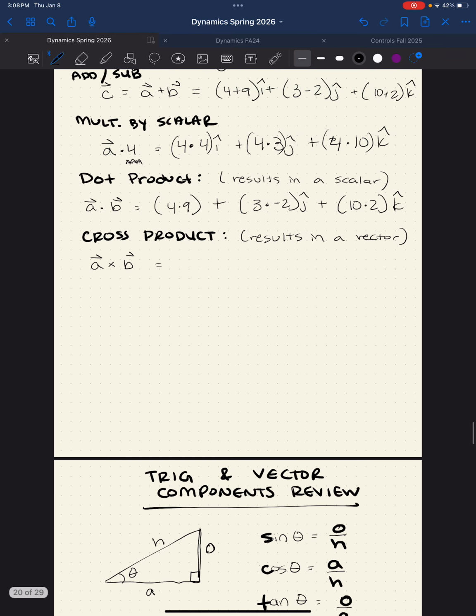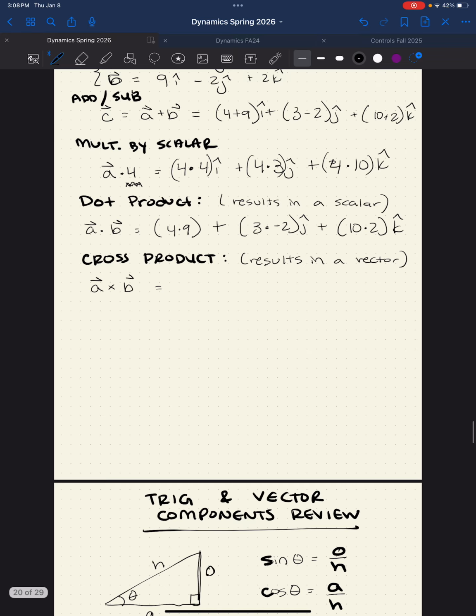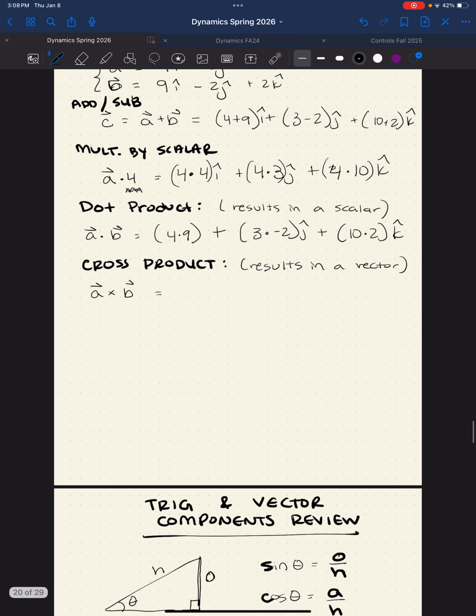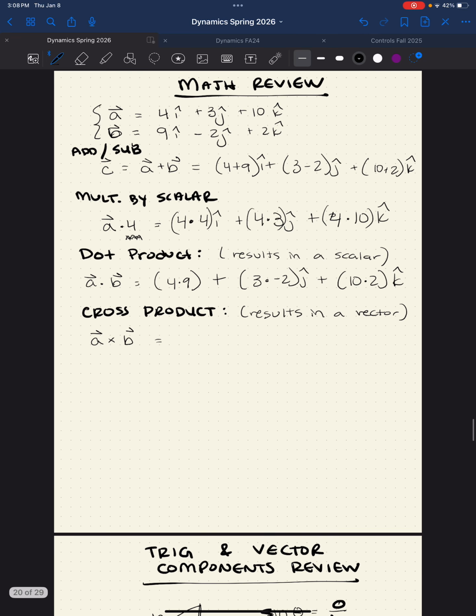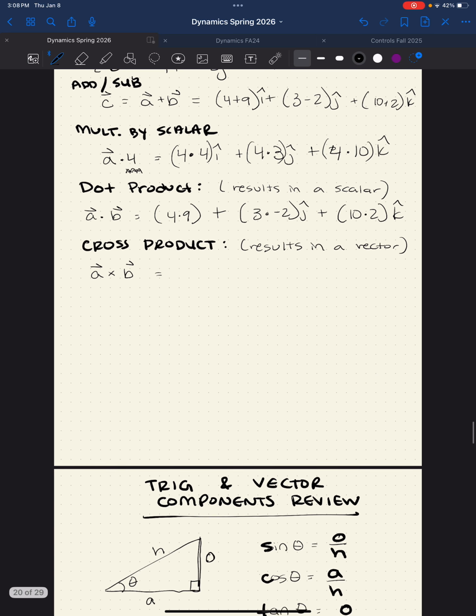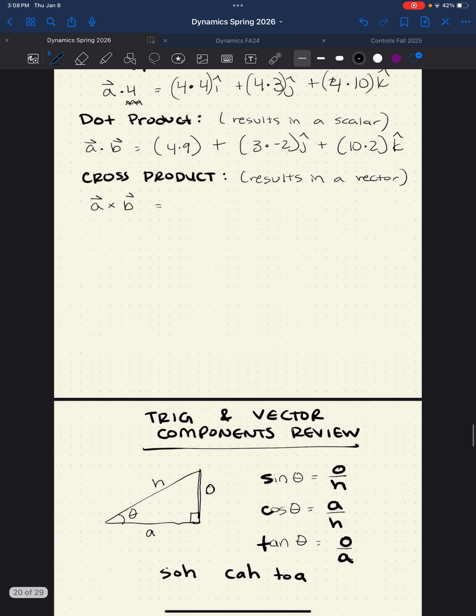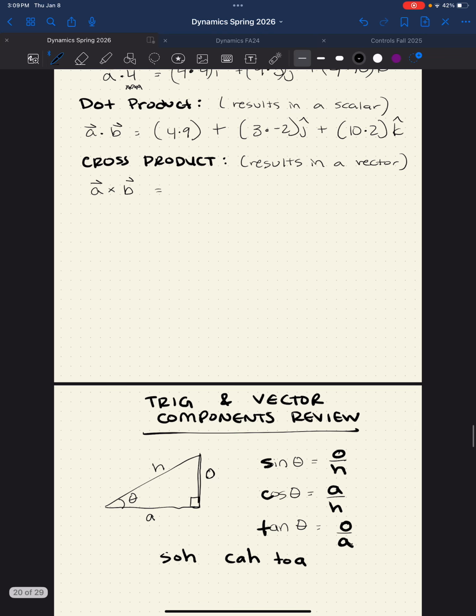And lastly is the cross product. And the cross product results in another vector. It is probably the most complicated operation that we need to know how to do. And I made it clear that however you work through the mechanics of taking a cross product, I know there are a couple of different ways to memorize how a cross product works, is absolutely fine for this class. I don't care how you do it as long as you get the correct answer.